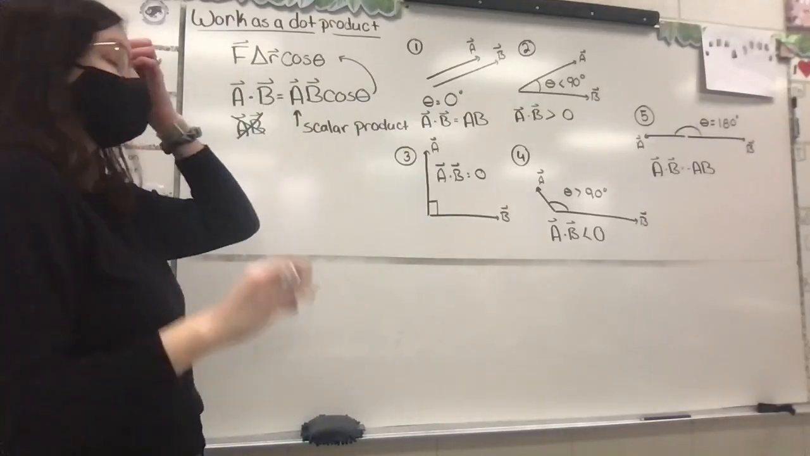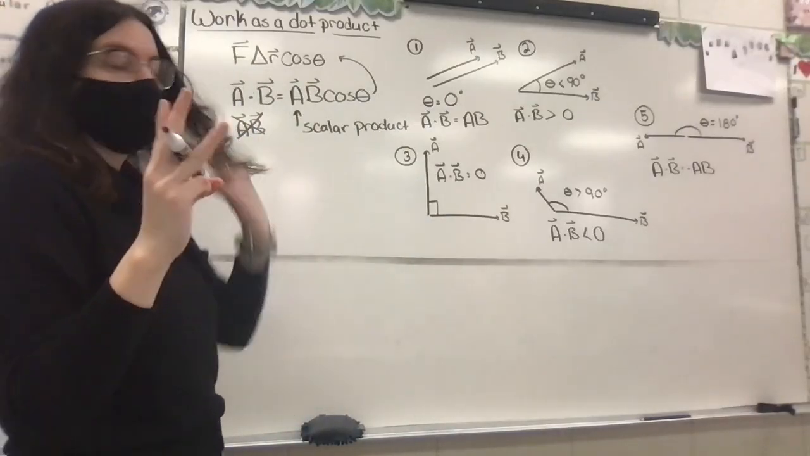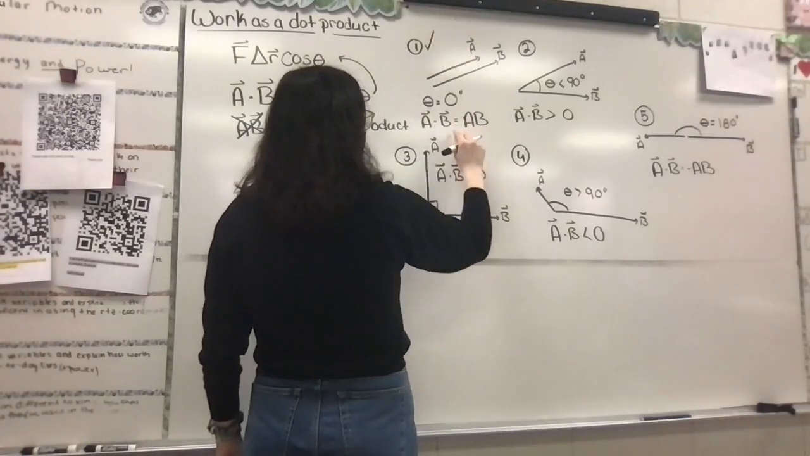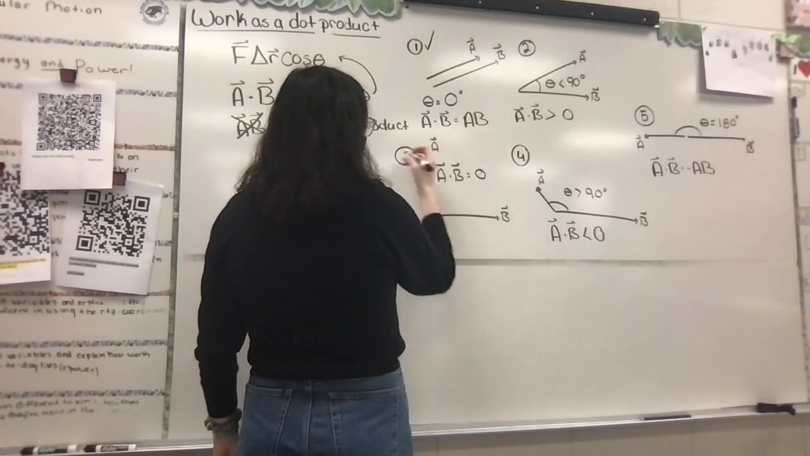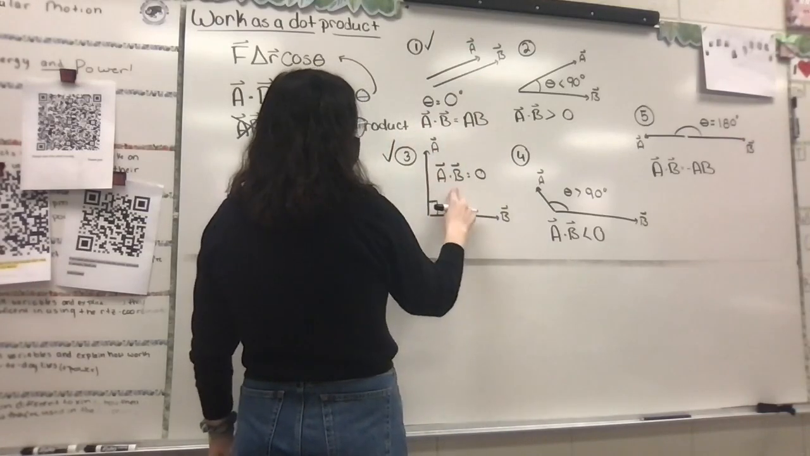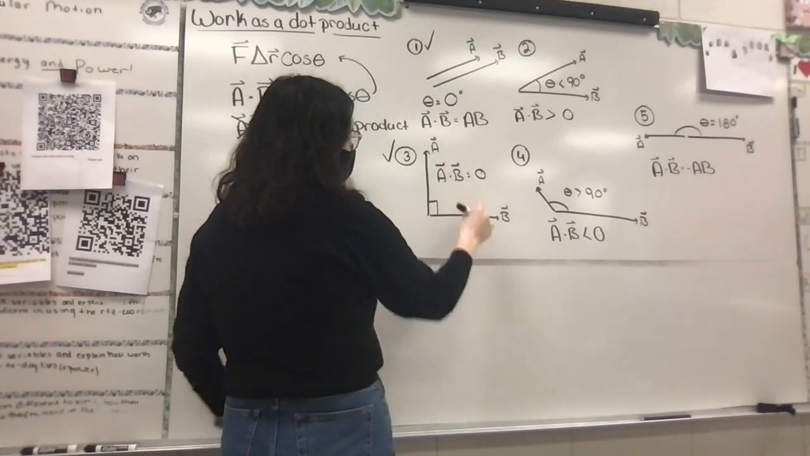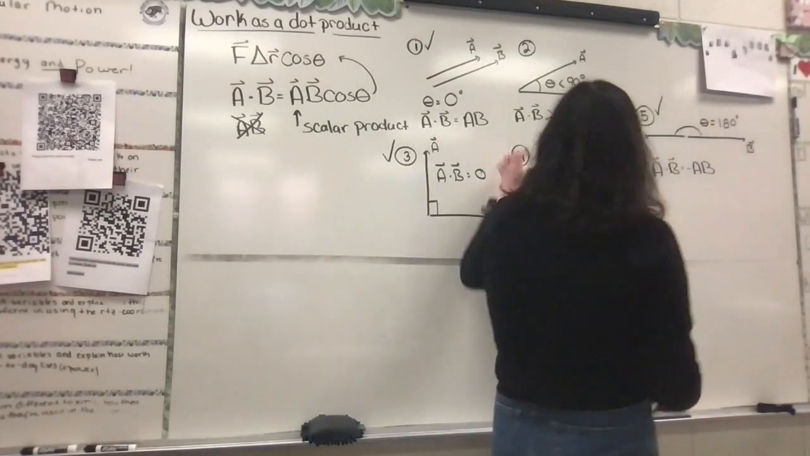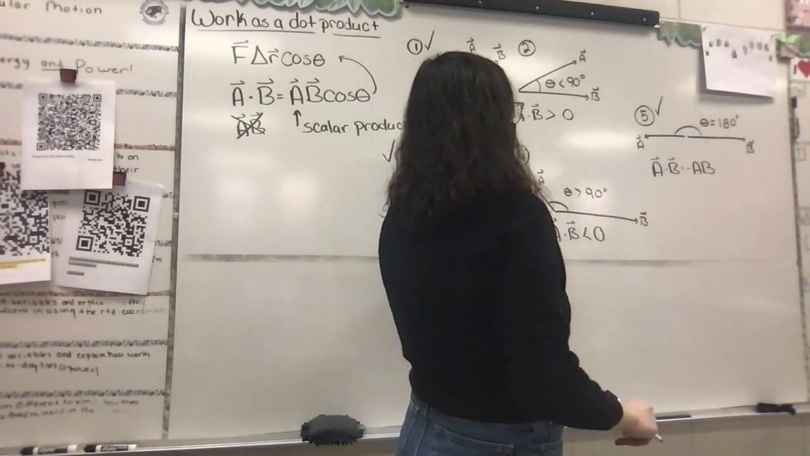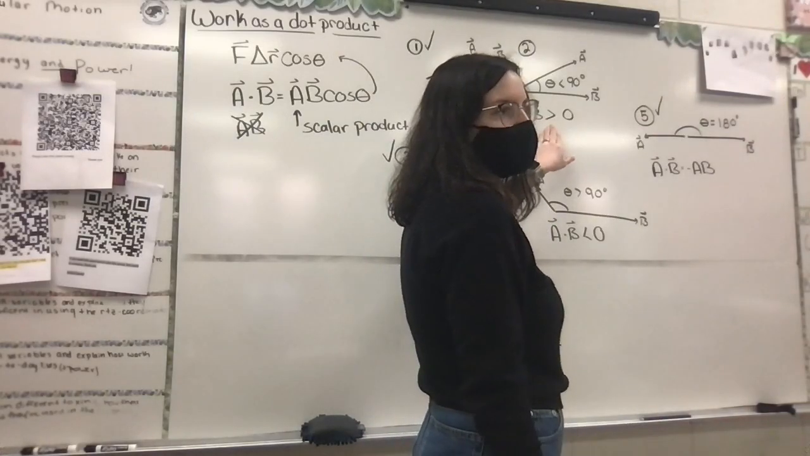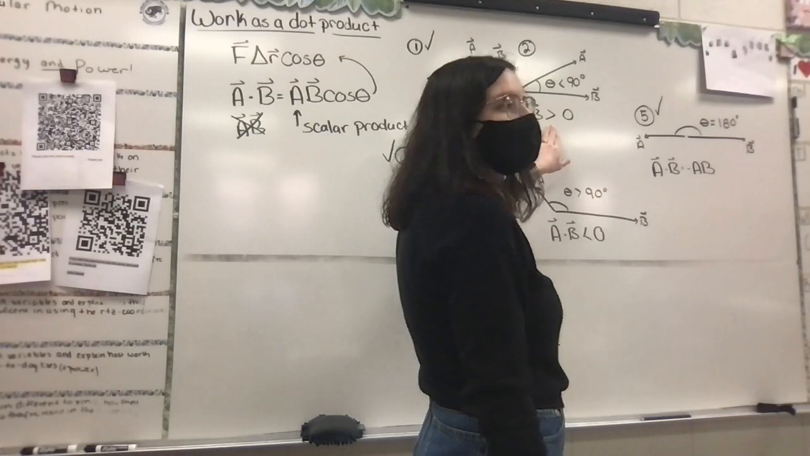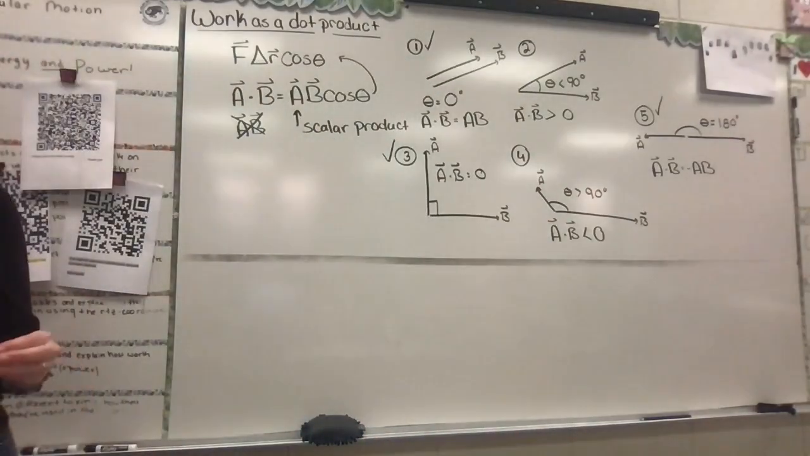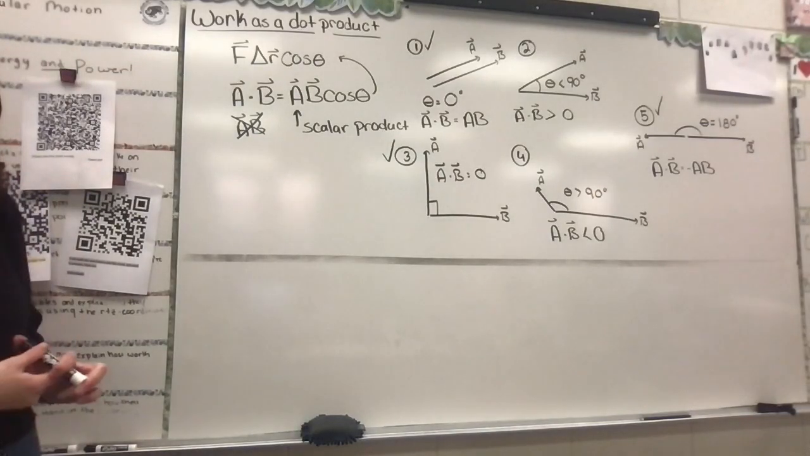So that means that our 3 special cases are at 0 degrees, because we know it's just going to be AB, at 90 degrees, because we know it'll be 0, and at 180 degrees, because we know it'll be negative AB. These aren't considered special cases because the range of the number they could be is a lot bigger. So these are our 5 cases for dot products, or for work.